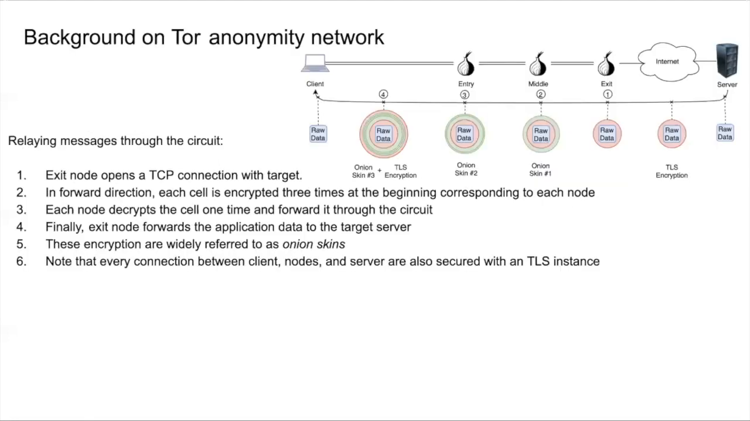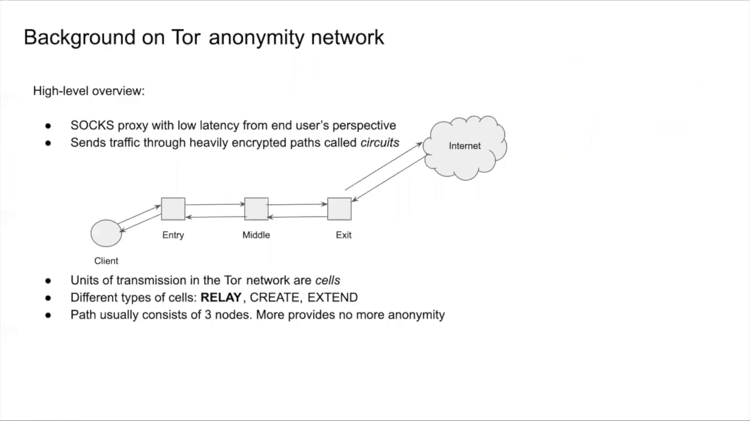Okay, so in terms of background on the Tor anonymity network, here is a very high-level overview. Tor is a SOCKS proxy with super low latency from the end user perspective. Users send traffic through a heavily encrypted path called a circuit in the Tor network. And as has already been mentioned, the units of transmission in the Tor network are cells. We have different types of cells: relay, create, and extend are some of them. And the cells that are being targeted for labeling are the relay cells.